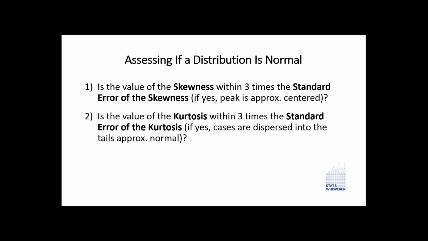So how do we assess if there's normality within this distribution? One of the ways to tell is if the skewness is within 3 times the standard error of the skewness. If it's 3 times or below, it's approximately normal. And the same with kurtosis. Is the value of kurtosis within 3 times the standard error of kurtosis? If yes, the cases are approximately normally distributed within the variable.